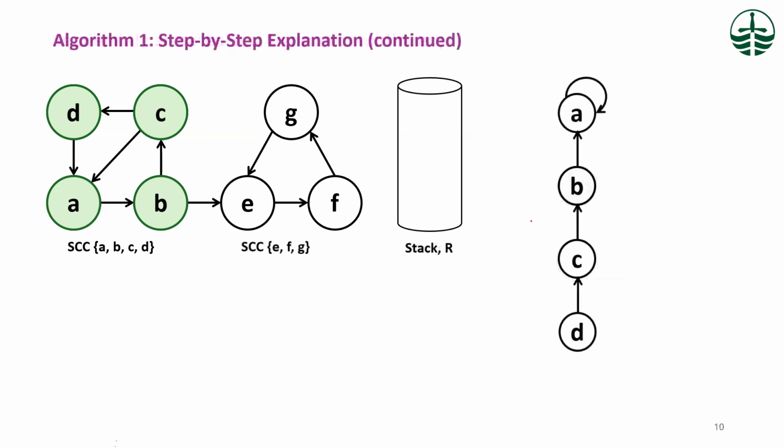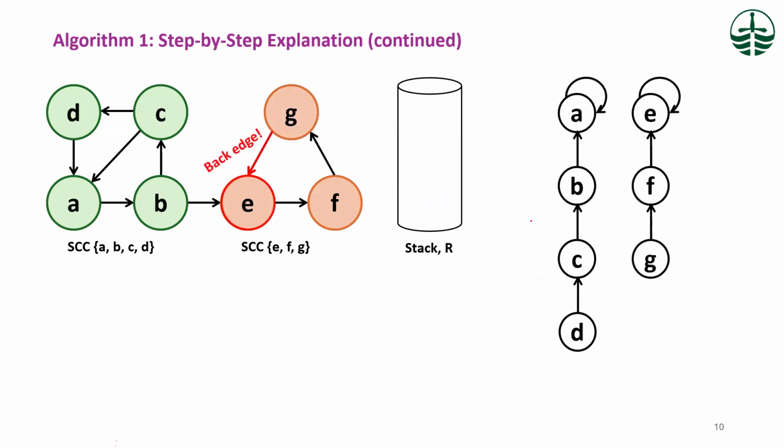Now, let's go back. If we keep exploring to the right side, we can see our next node is E, and it will keep exploring F, and G, and so on. It will again find another backedge, and it will pop all of them, and the same for the left side, and it will make another tree like EFG.